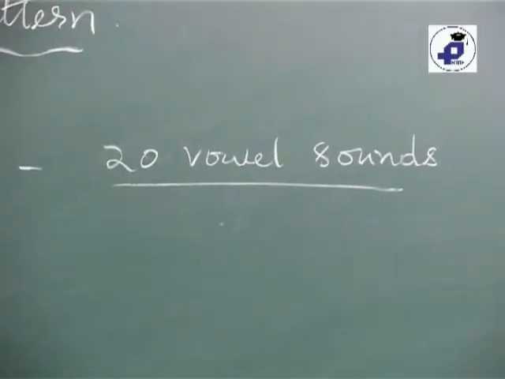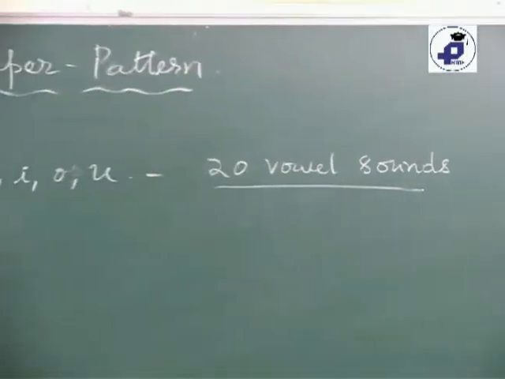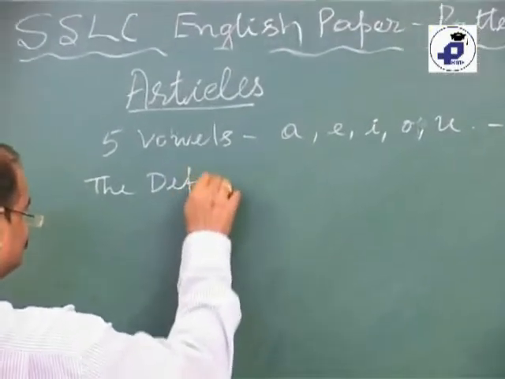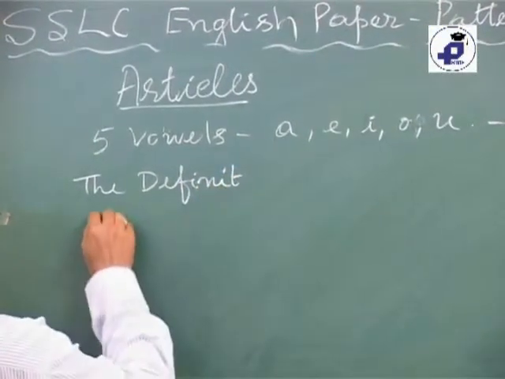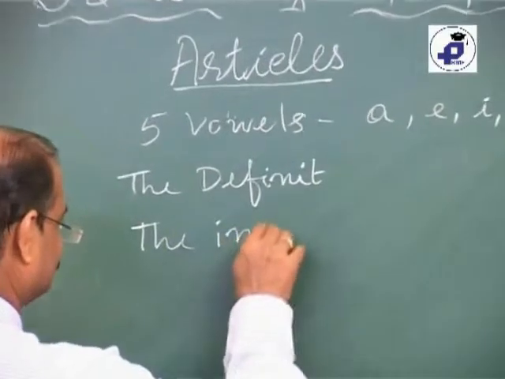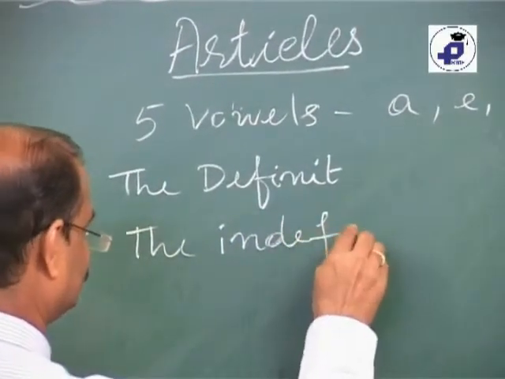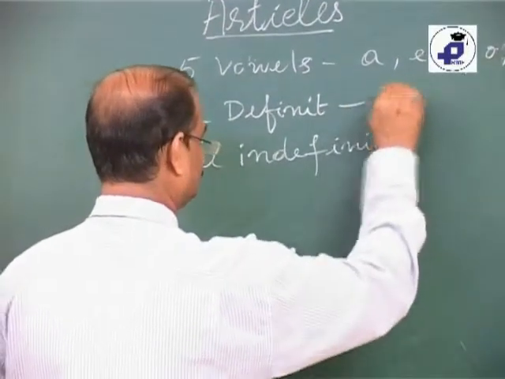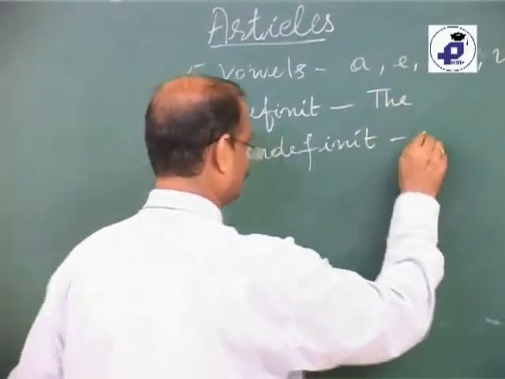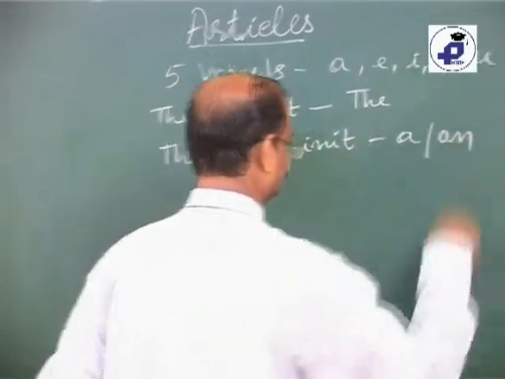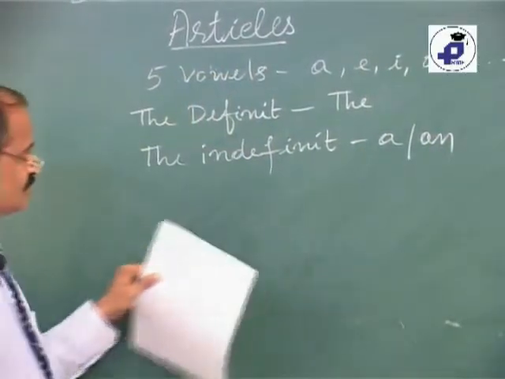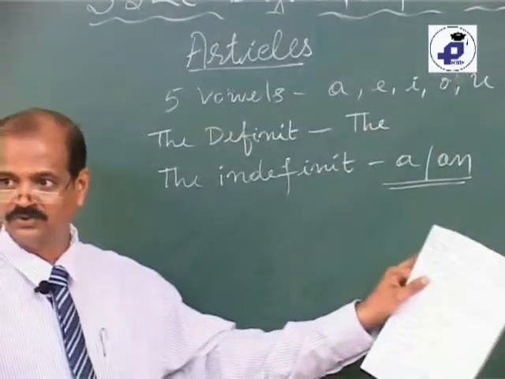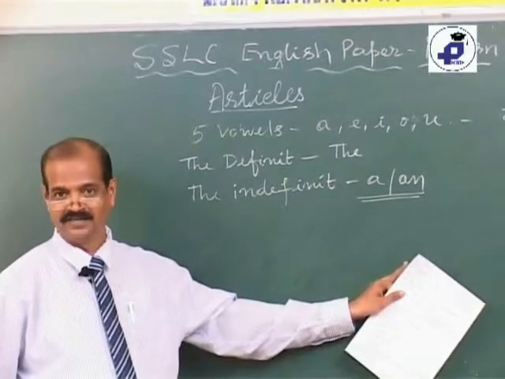Now, there are 2 types of articles in English. One is called the definite and the other one is the indefinite. The definite article is 'the', the indefinite article is 'a' or 'an'. And most of the time in the SSLC examination they ask a question pertaining to the indefinite article only.